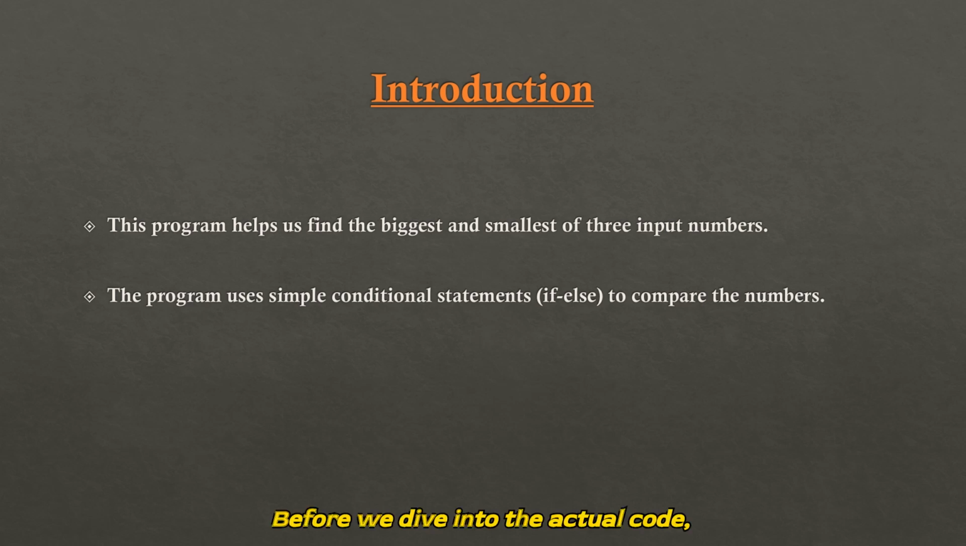Before we dive into the actual code, let's first understand the problem we are trying to solve. We are tasked with finding the largest and smallest values from three given integers. This might seem like a simple task, but it offers a great opportunity to practice using conditional statements like if-else, which form the backbone of decision making in C. By the end of this session, you will be able to modify and expand this problem to handle more complex scenarios.